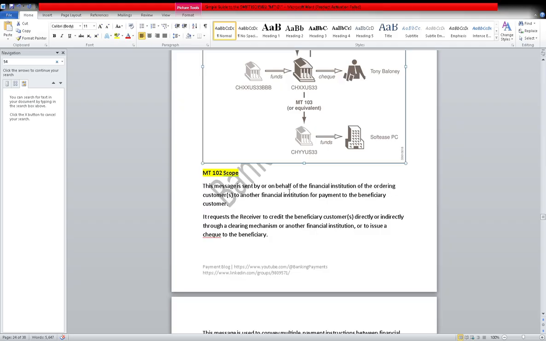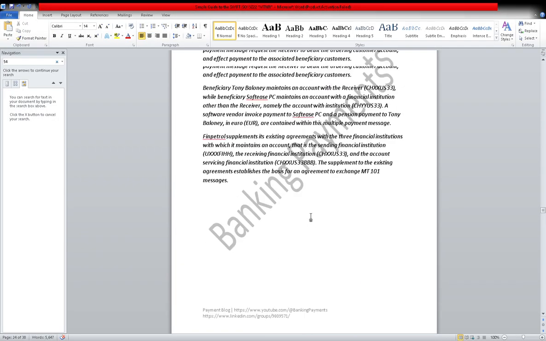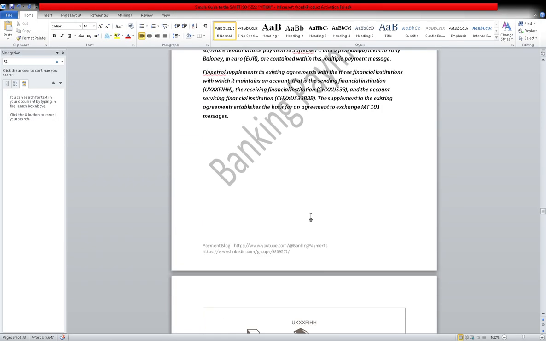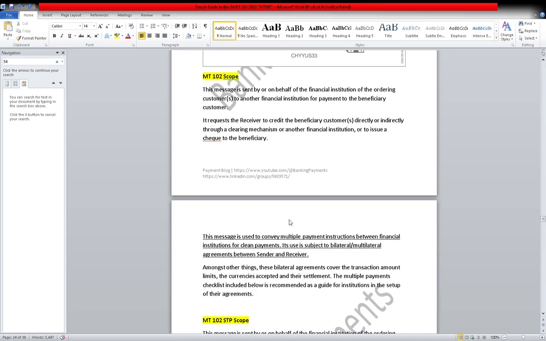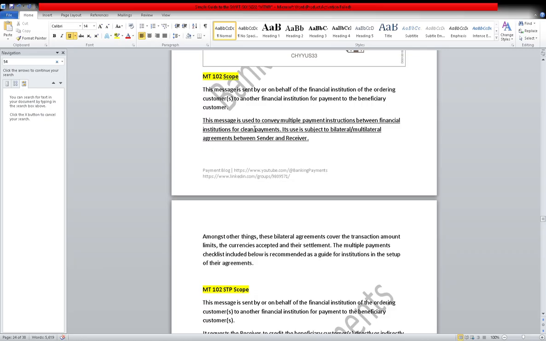Okay, what is now MT102? We have discussed MT101. Now MT102 is nothing but, in very simple language, this message sent on behalf of the financial institution of the ordering customer to another financial institution for the beneficiary customer. It requests the receiver to credit the beneficiary directly or indirectly through a clearing mechanism, or issue a check to the beneficiary. This has no meaning, already we have discussed it a lot of times. This message is the correct one.